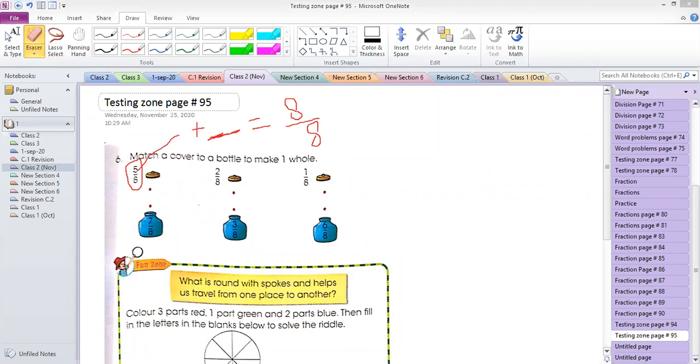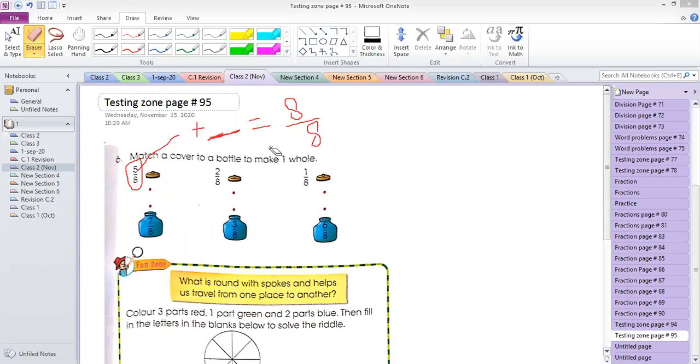Why are you saying 2? 5 plus 2 equals what? 7. So is 7/8 equal to 1? Guys, if you add 2 to the 5, it will become 7, and that will become 7/8, not 1. In order to make 1, you need the same numerator and same denominator. So 5 plus 3 will equal 8.